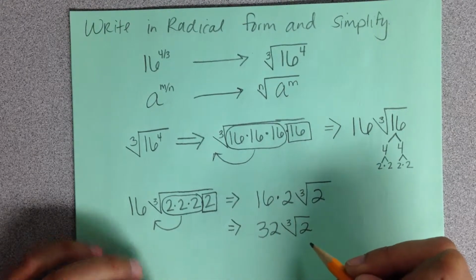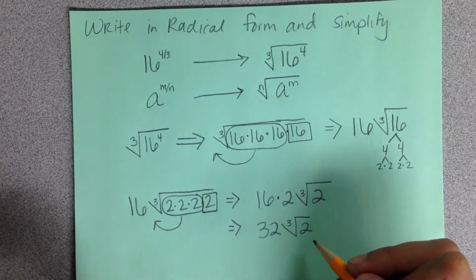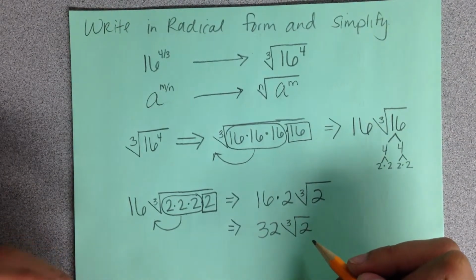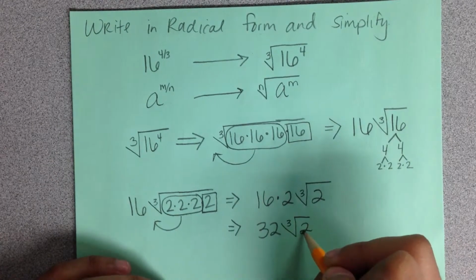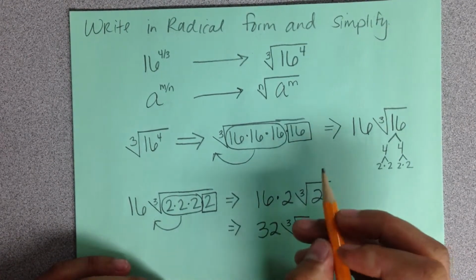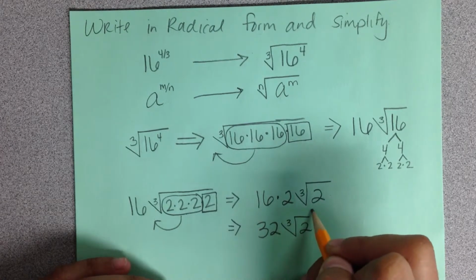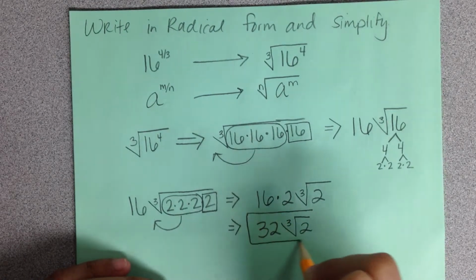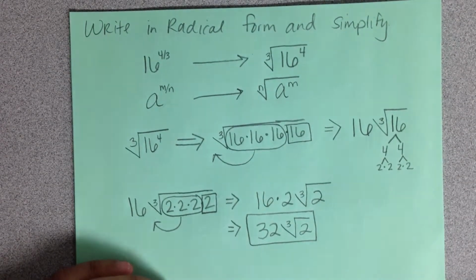Because you can't break down 2 to anything that will factor into a group of 3, that is the most simplified you could get, third root of 2. So your answer is 32 times the third root of 2, and that's your answer.